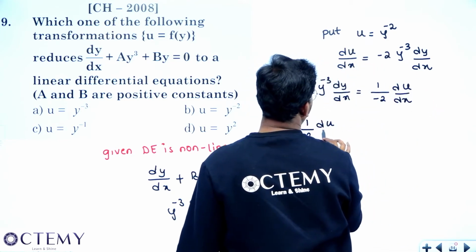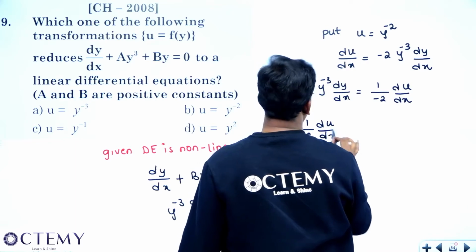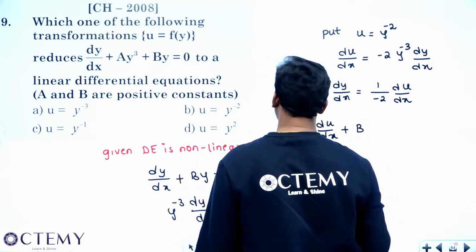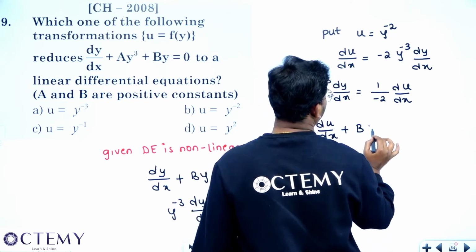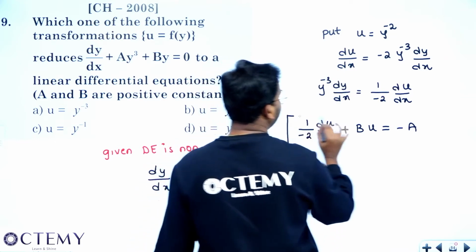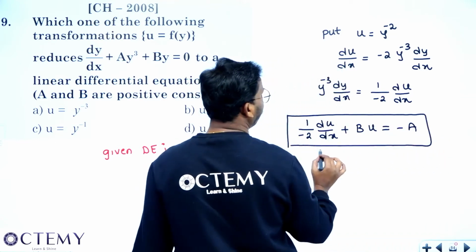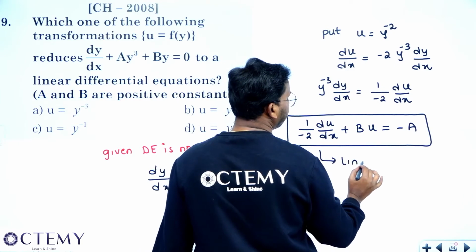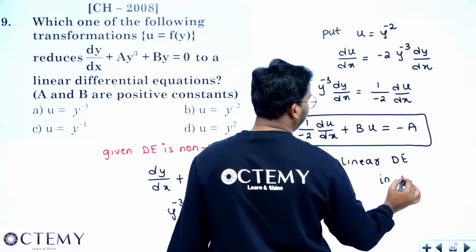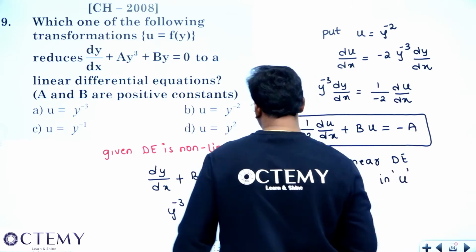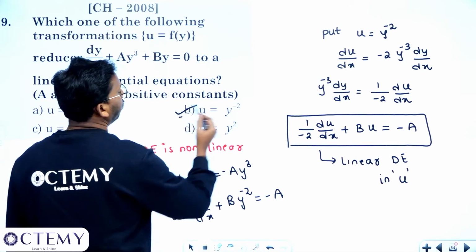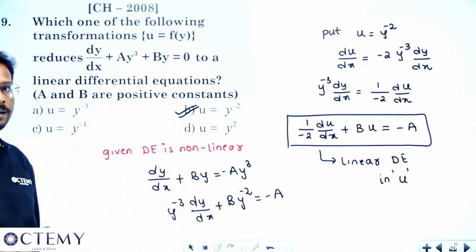So this is du by dx plus, here I can write it as b into y power minus 2, which is u, is equal to minus a. Now what is this, sir? This is a linear differential equation in u, right? So what is the substitution I did? u is equal to y power minus 2 is the substitution which I have done, right?